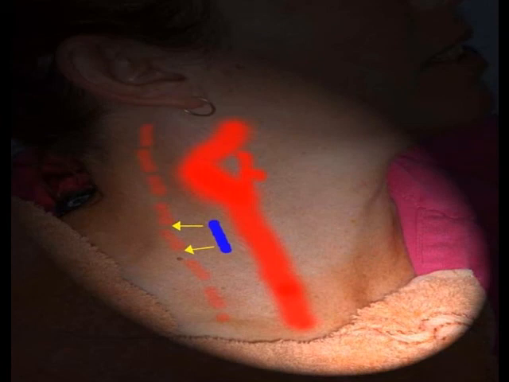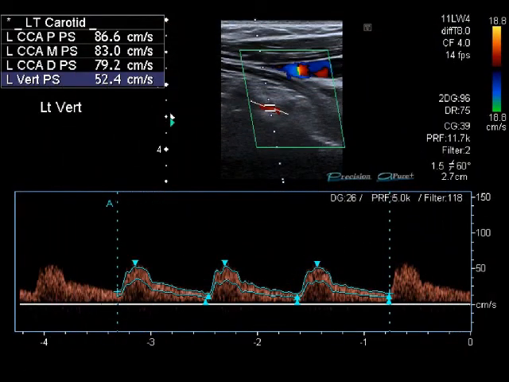To locate the vertebral artery, find the mid to distal portion of common carotid artery first with color, then pan the probe slowly to the lateral aspect. The artery is the one hiding between the vertebral transverse processes.